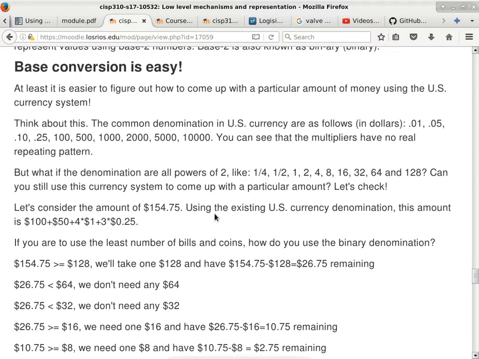All right, so let's talk about base conversion. Every time I talk about base conversion, some of you may get bored because you have taken classes from me before and we have talked about base conversion before. But every time I talk about base conversion, I am amazed that people do not understand that they already understand base conversion.